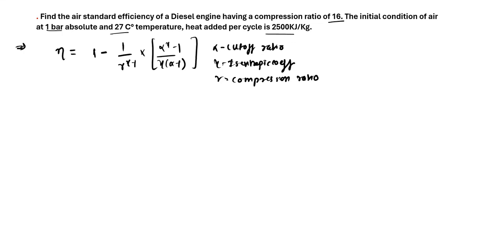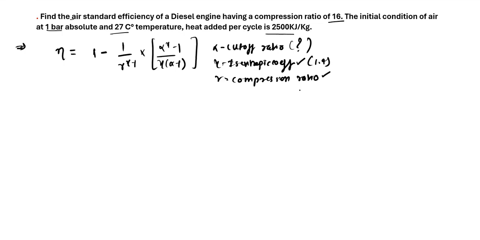So we have the compression ratio given in the question. We have the isentropic coefficient, which we can take as 1.4 for air because it is an air standard efficiency. So we only need to find the cutoff ratio here. This is unknown, so we will need to find the cutoff ratio in order to solve this question. Let's see how we can find it.